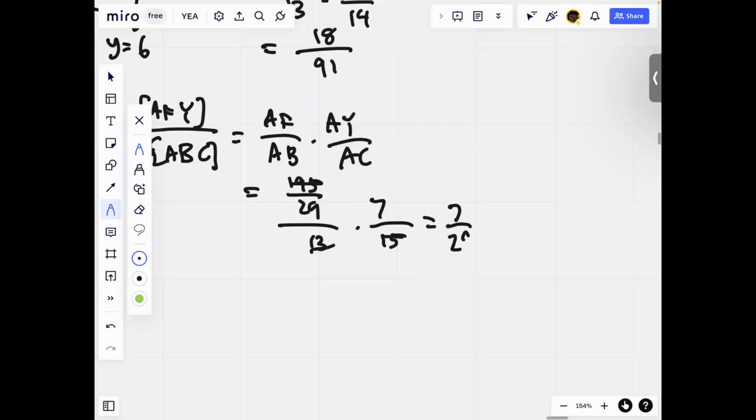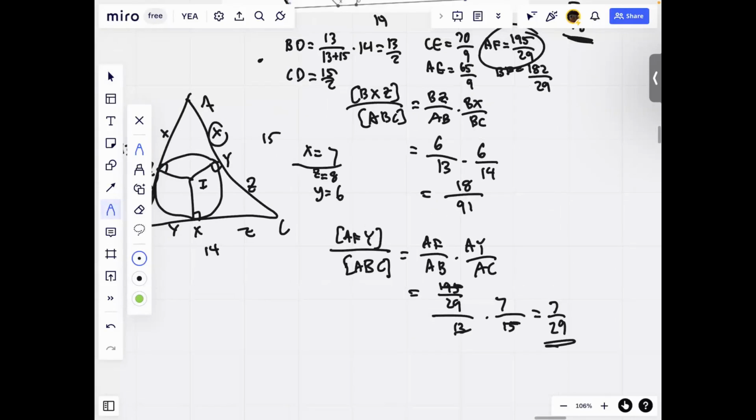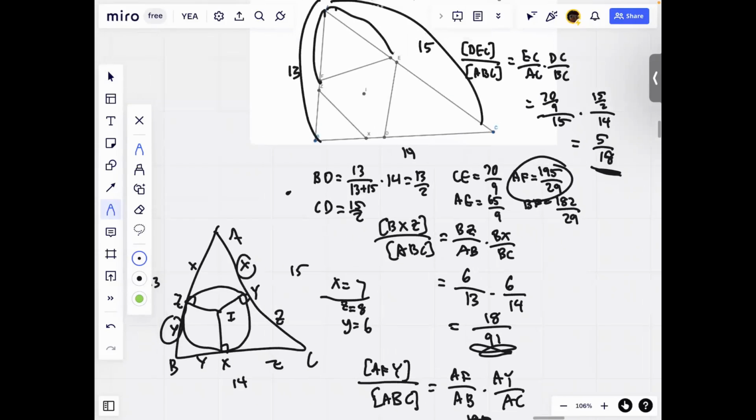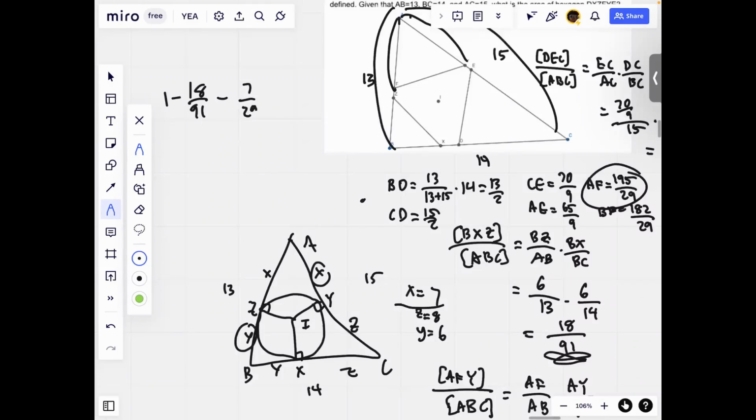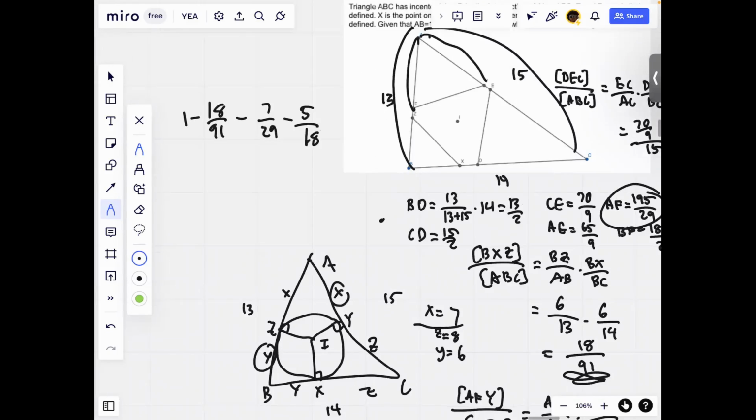So now since we have each of these, we have 7 over 29, 18 over 91, and 5 over 18. So the fraction of the hexagon over ABC is just 1 minus 18 over 91 minus 7 over 29 minus 5 over 18. And then since the total area of ABC is 84 by Heron's formula, then we get this times 84.